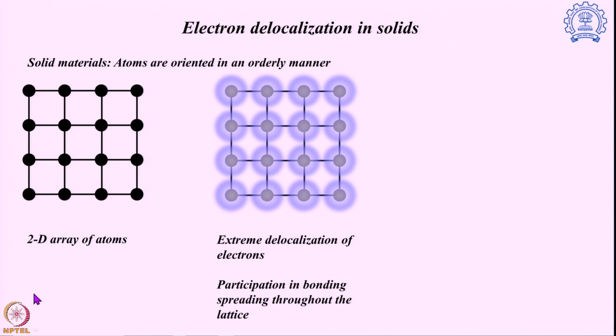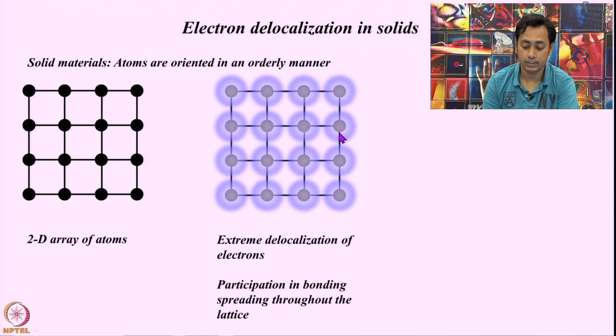Each of these dots represents one of the atoms, and we are also showing what happens to the electrons around it. The electrons shown as blue spheres are spread beyond the atom. When the atoms interact, the electrons also interact, and through this interaction, electrons get delocalized all over this two-dimensional array. This shows how bonding happens, because bonding is nothing but sharing of the electron, and electrons are shared between neighboring atoms through space.